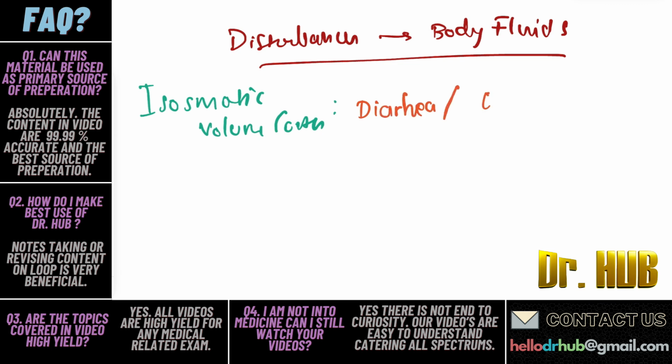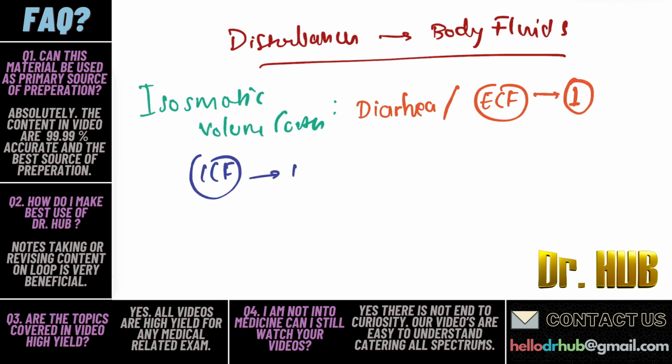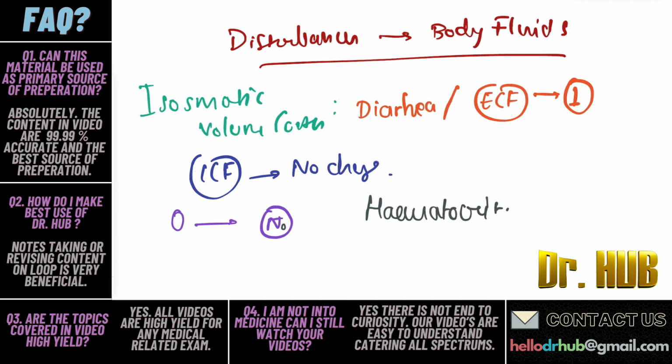And how is the ECF volume? The ECF, if you see, is going to be decreased. Then we look at the ICF. ICF has no change. Then when we look at the osmolarity, there is also no change. It is normal. Then comes the hematocrit. In terms of the hematocrit, it is slightly increased, and the plasma protein is also increased.